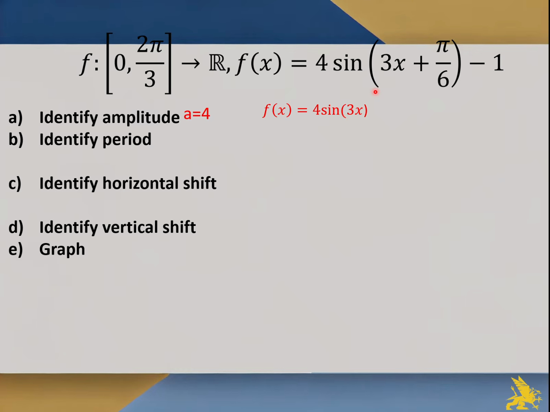The period is always going to be 2 pi, and then it's always going to be affected by this 3 in front of the x. So we will just go 2 pi divided by 3.